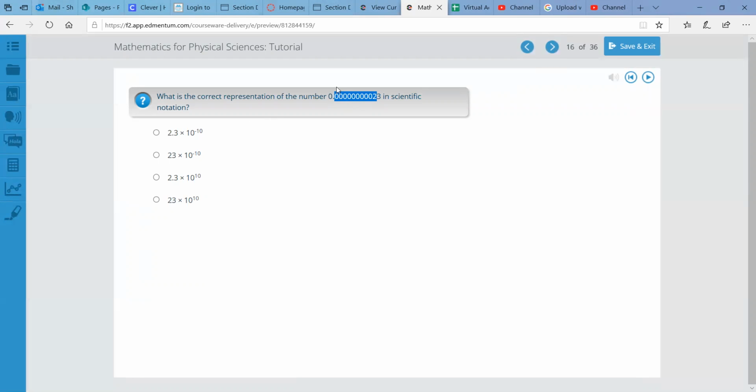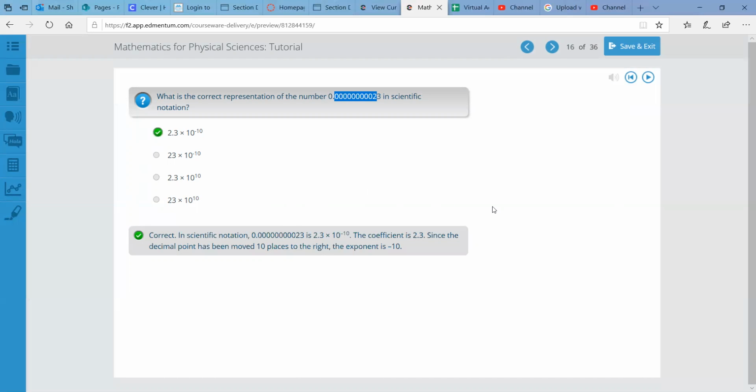If we're moving to the left, that means the power has to be negative, right? So 2.3, the second one's wrong, the last one's wrong. So it's either A or C. And since it's moving to the left, it's that first one, okay? Negative power to the left, positive power, decimal place moves to the right, okay?